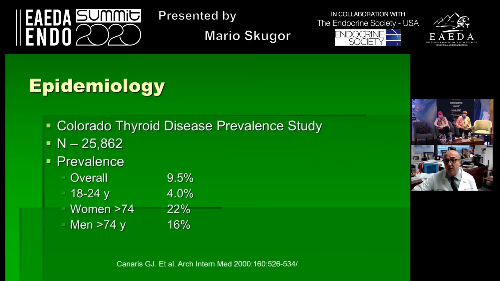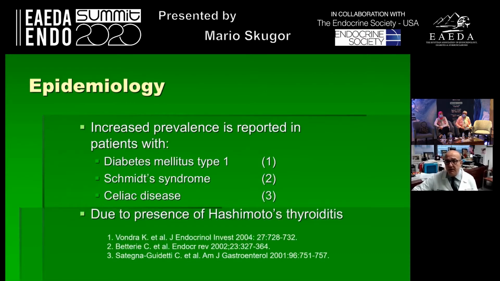In the Colorado thyroid disease prevalence study, 25,000, actually almost 26,000 patients, overall prevalence was 9.5%, which is very, very high. 18 to 24 years old, very young people, 4%. Women over 74, 22%, so almost 1 in 4. And men over 74, 16%. So that is a very, very common thing.